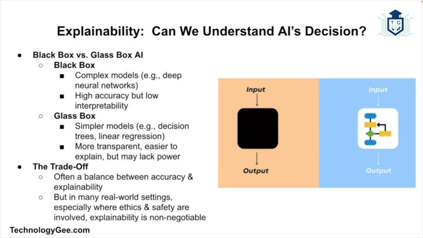So when it comes to AI, you've got two types of boxes. You've got black box AI, which is basically a complex model like a deep neural network that offers high performance, but is hard to interpret. And you have what is called glass box AI, which are simpler models like decision trees or linear regression that are easier to explain, even if they're not as powerful. Now, there's often a trade-off between accuracy and explainability, but for ethical AI, explainability is non-negotiable in many domains.